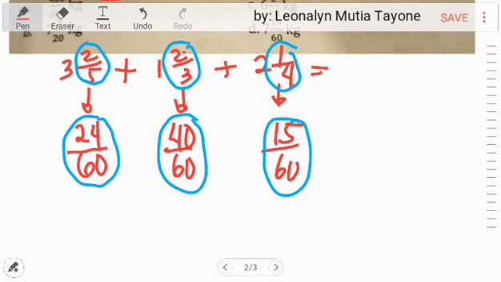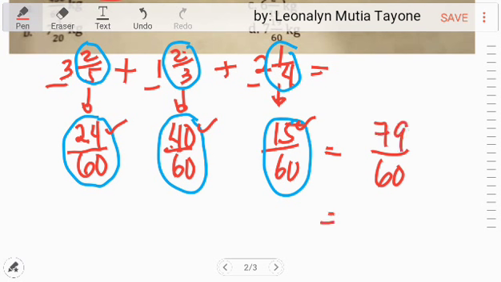Now, let's proceed adding these fractions only, ha? Nag-leave muna tayo sa mga whole numbers nila. So, kopyahin ang denominator na 60, tapos ipang-add natin yung mga numerators. 24 plus 40 plus 15, and that is 79. So, itong 79 over 60, improper fraction ito. Ibig sabihin, mas malaki yung numerator. So, igawin natin siyang mixed number. So, this is 1 and 19 over 60.